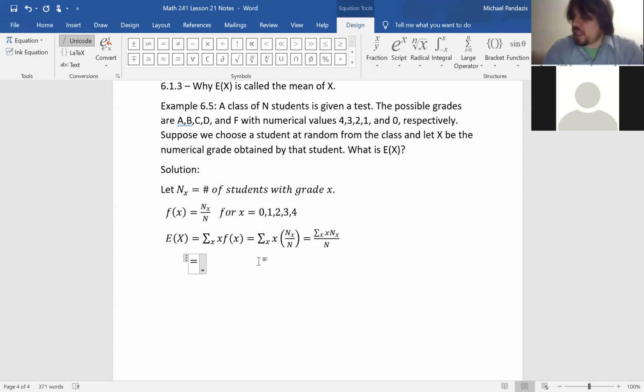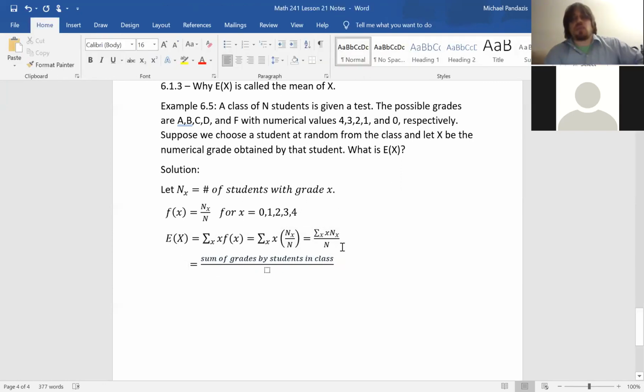Okay. So then this is equal to, well, if you think of what these expressions mean, the sum over x of x times n sub x, this is the sum of grades by students in the class. So if you take all possible grades, x, and you take the products, the grade times the number of students who got that grade, you take that entire sum of products and you get the sum of grades by students in the class. So for instance, let's say little x equals 1, you would say 1 times n sub 1, 1 times the number of students who received a grade of 1. When little x is 2, you have 2 times the number of students who got a grade of 2. And so if you add those products, you're adding all the grades received in the whole class.